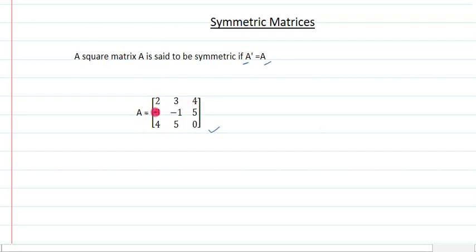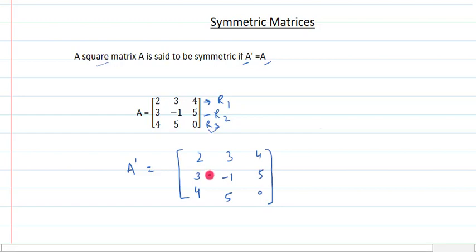Here A is equal to, first row is 2, 3, 4, second is 3, -1, 5, 4, 5, 0 is the third row. Here I have taken a square matrix because from the definition we should take a square matrix. Now let me find out its transpose. A transpose is equal to, let me write this row 1 as column 1. So it is 2, 3, 4. Row 2 as column 2, means 3, -1, 5, and R3 as column 3, that is 4, 5, 0.